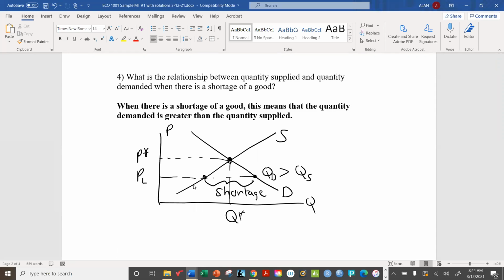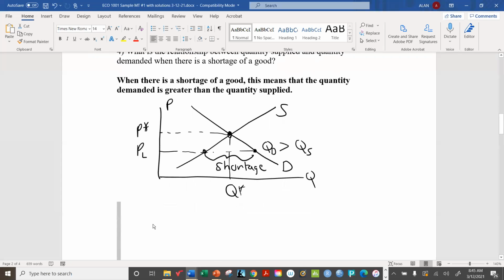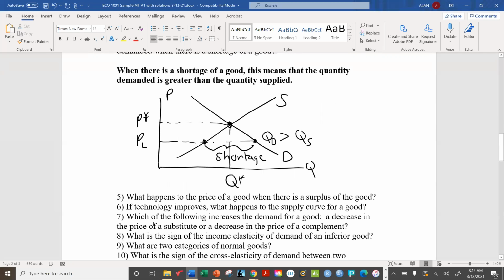Okay. That's what it means to be short. The price is too low. People are buying up the entire product and then some. You go to the store and the shelves are empty. And that means we have a shortage. And the reason is typically because the price is below equilibrium. All right, people are willing to pay more for this product than you're currently charging them.